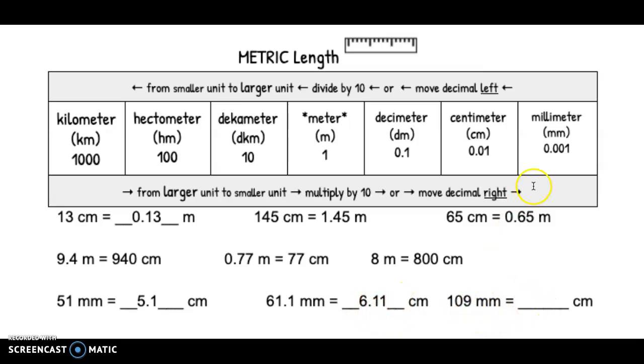And finally, I have 109 millimeters. How many centimeters is that? Right now, the decimal is behind the 9. Since millimeters to centimeters is 1 move to the left, my decimal point goes 1 move to the left, and my answer is 10.9.